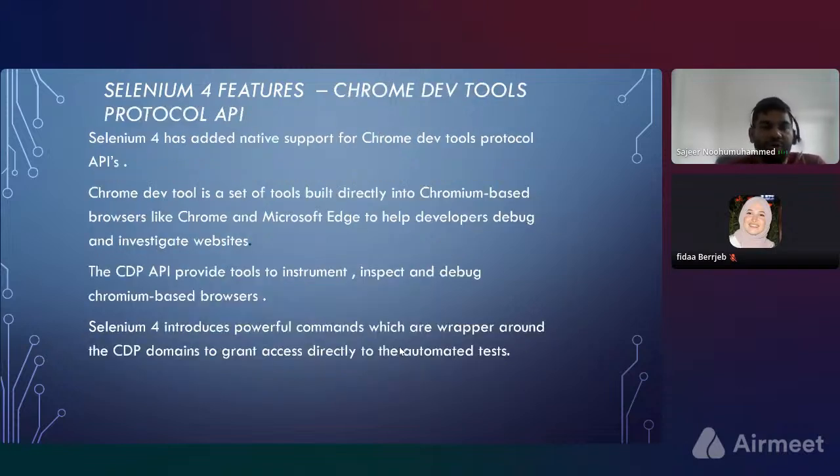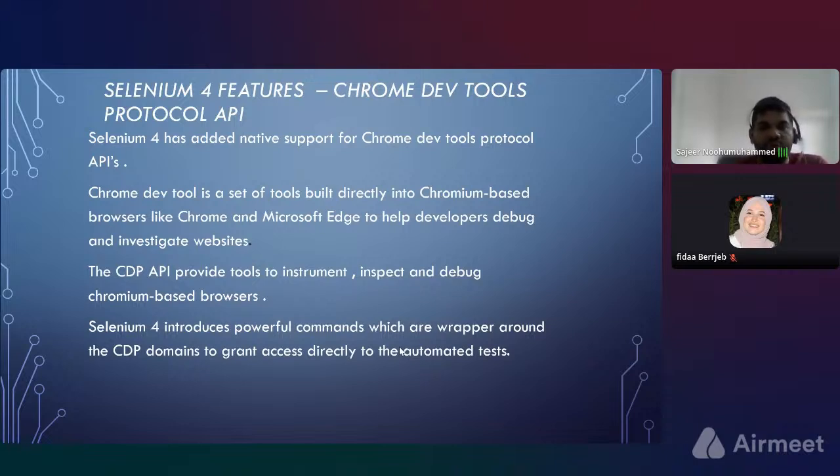So now we are going to the Chrome DevTools Protocol. I already mentioned when I was explaining the architecture that it is available in the Chromium-based drivers, like Chrome and Microsoft Edge. It helps developers or even testers to investigate the website. So if you press F12 or right click and inspect, we get the console, the elements, the log, performance, security, a lot of tools.